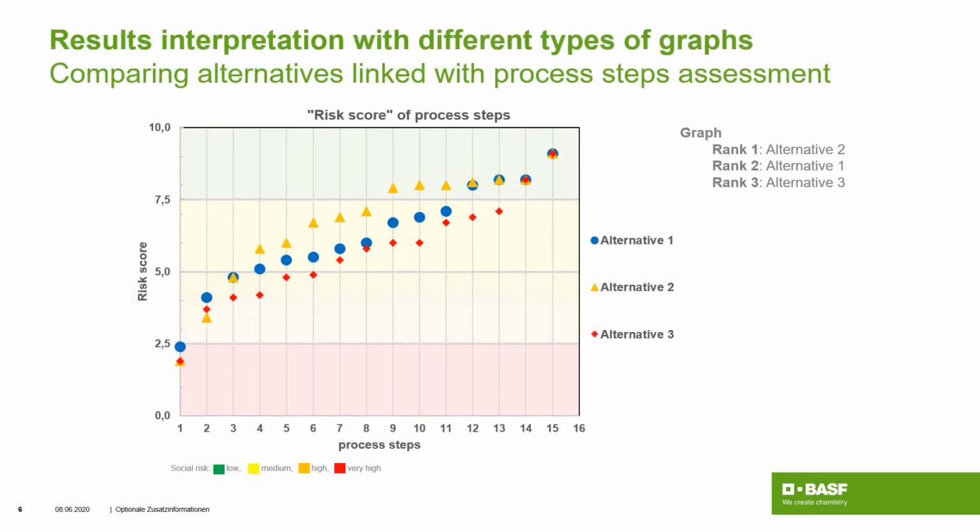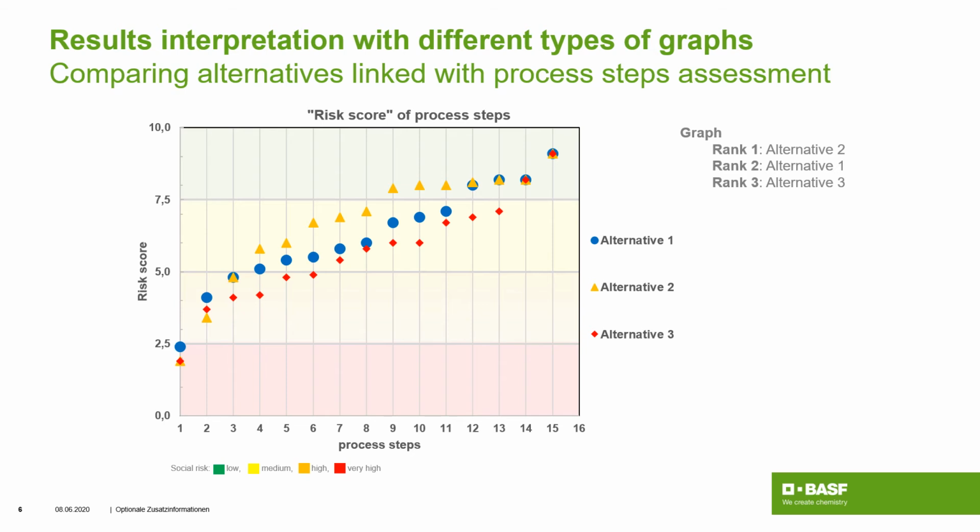The different process steps are aggregated and summarized in different types of figures. This is a figure where you see the different process steps and you see the risk score. So the 0 is the highest risk score and the 10 is the lowest risk score, and you see also the linked colors behind that. And you see for every process step what is the social risk linked with that, and you can distinguish between, for instance, 2 or 3 or more alternatives. You can really compare different alternatives for the same functional unit.